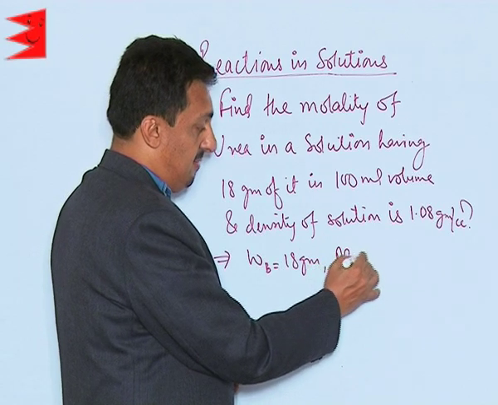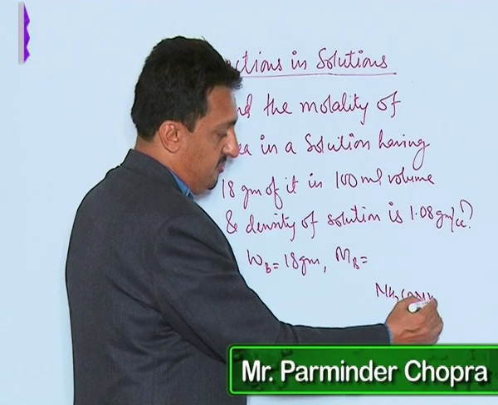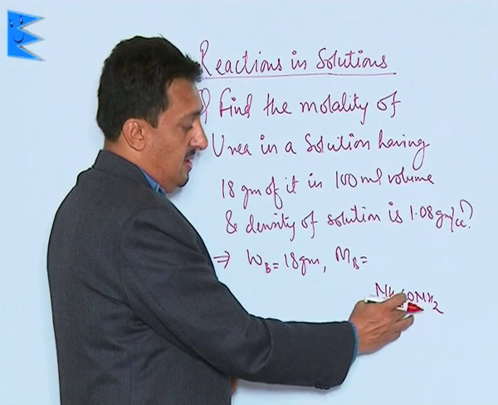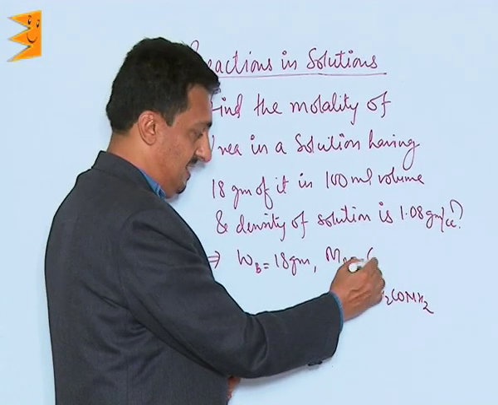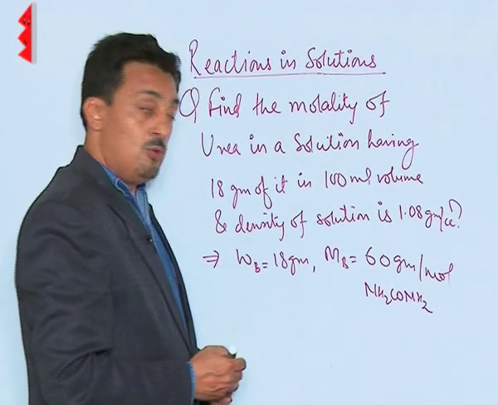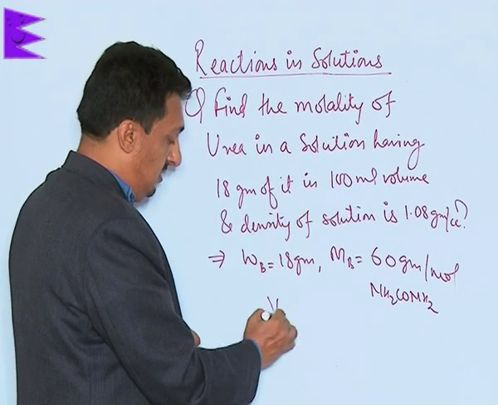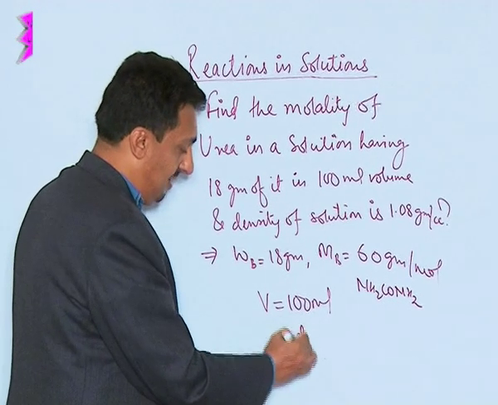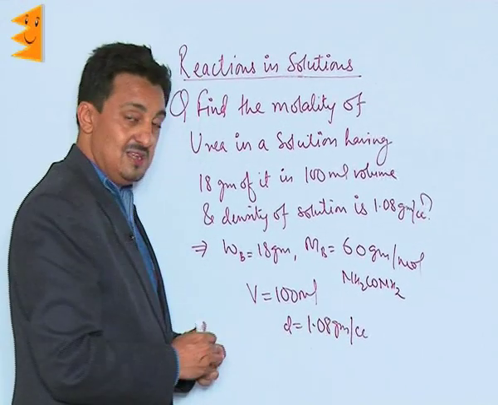We know the molecular mass of the solute. See, urea is NH2CONH2. So it's 14 and 2 is 16, 16 makes it 32, and we will have 16 again here, 48, and 12 makes it 60. So it's 60 grams per mole, the molar mass of urea. But what is important is we are given the volume of solution as 100 ml and the density is also given to us, 1.08 grams per cubic centimeter.